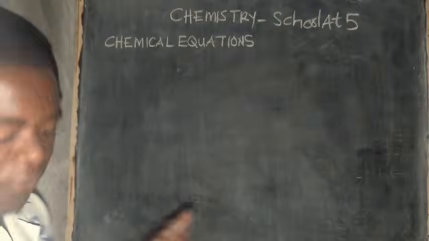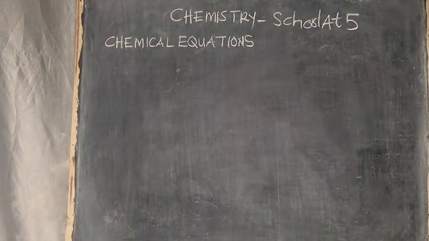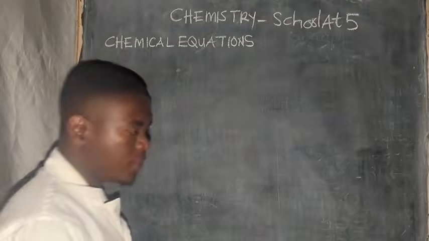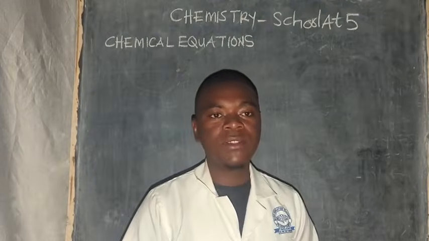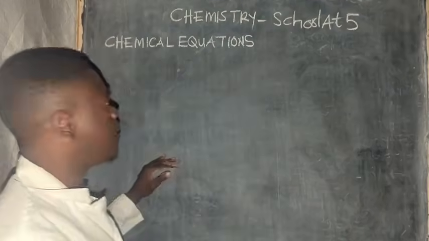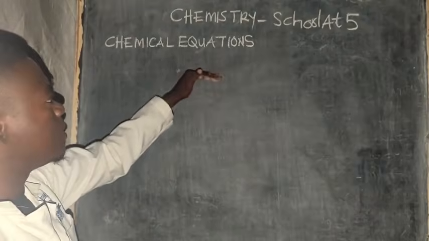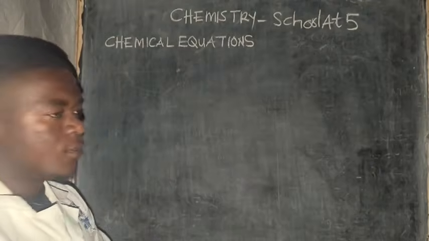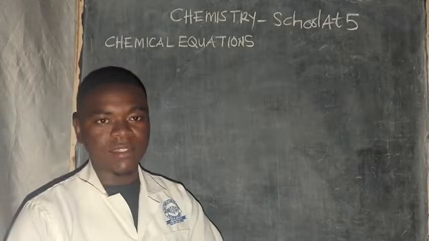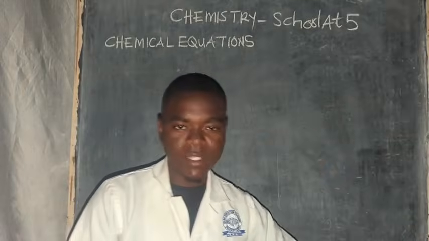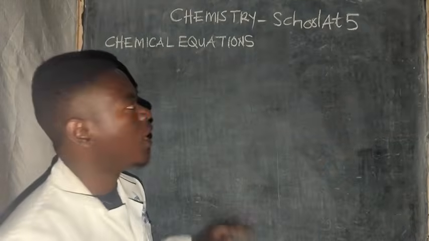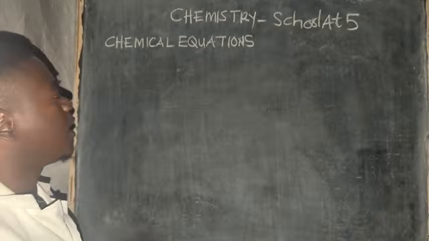So this is School at 5, where we are talking about different things, where we are talking about chemistry, mathematics, and physics. So in today's lesson, this is what we are talking about. This is chemical equations, chemistry. So tomorrow we'll be looking at physics. So make sure that you stay tuned. And today, this is chemistry.